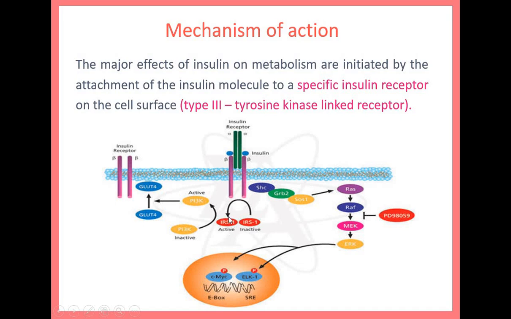Once these are active, they activate many sequences, and in that case primarily of our interest here is PI3K, that is phosphatidylinositol 3 kinase. Once this kinase is active, it leads to translocation of a very important carrier protein. Remember that glucose entry into a cell is restricted. That means glucose is present in the blood but cannot enter the cell without binding of insulin to this receptor.